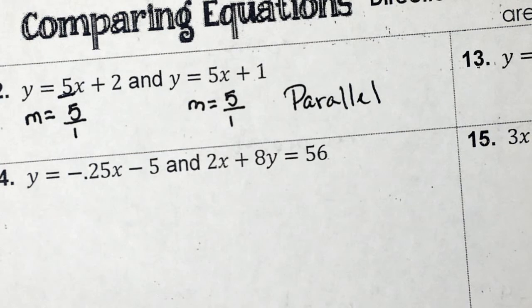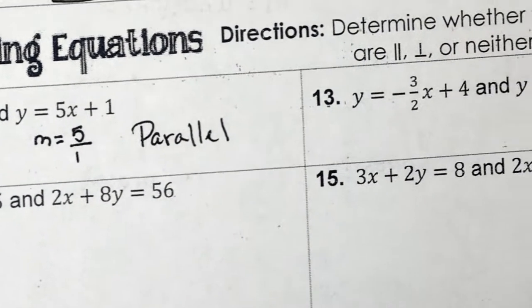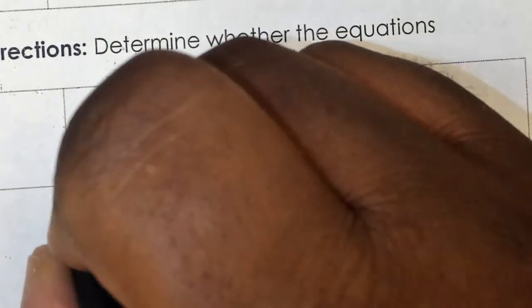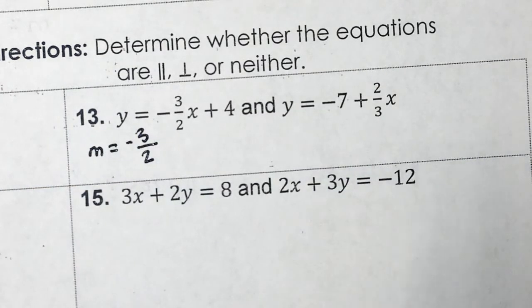All you gotta do is compare slopes to figure out if lines are parallel, perpendicular, or neither. Number 13. I try to mess with you a little bit, but the situation is still the same. Emerald, what's your slope for this first line here? Y equals negative 3 over 2x plus 4. Yeah, first slope will be negative 3 over 2. What's the slope of the other line?